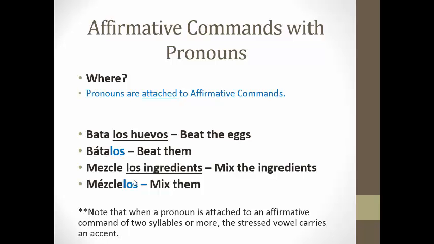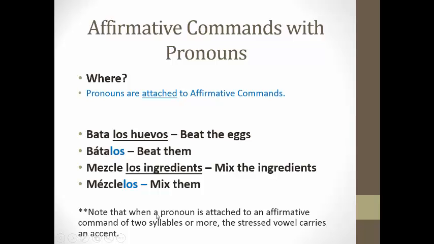Okay, so on your note guide here, write this down. Fill in the blanks here. Note that when a pronoun is attached to an affirmative command of 2 syllables or more, the stressed vowel carries an accent. So that's purely to preserve pronunciation. Okay, I'll teach you a trick. This works 90–95% of the time.